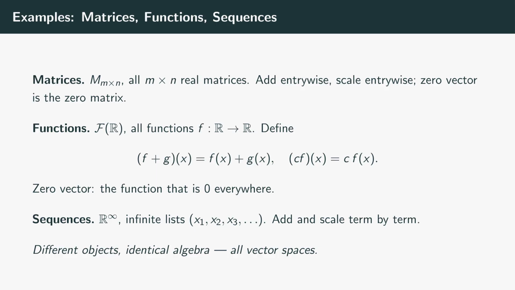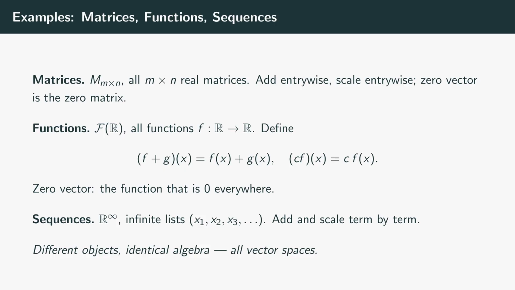3 more examples, each stranger than the last, all vector spaces. First, matrices. Fix a shape, say n rows by n columns, and take all matrices of that shape. You add them entry by entry and scale them entry by entry, and the zero vector is the matrix of all zeros. Every axiom holds. Second, functions. Take every function from the real line to the real line. The sum of 2 functions, f and g, is the function whose value at x is f of x plus g of x, and scaling f by c multiplies its output by c. The zero vector is the function that is 0 everywhere.